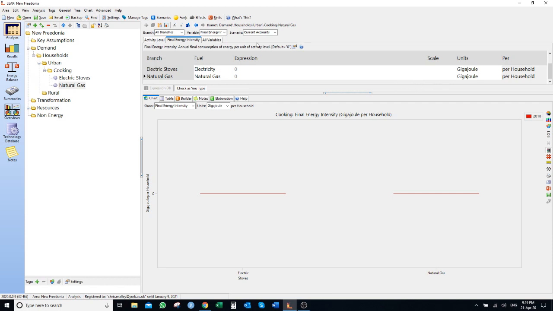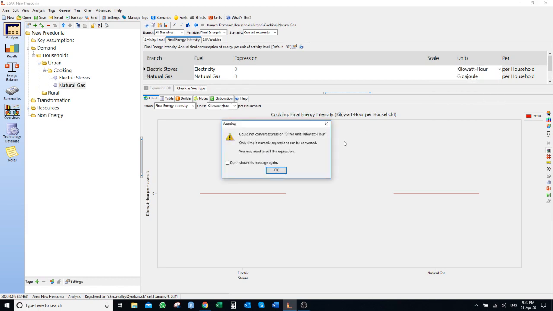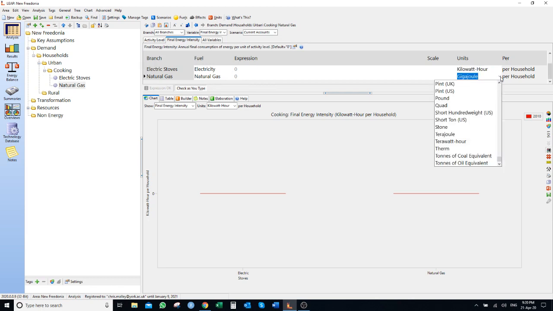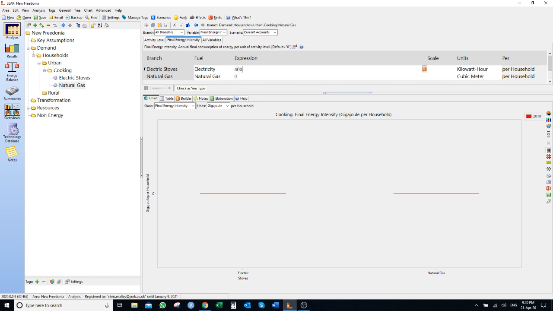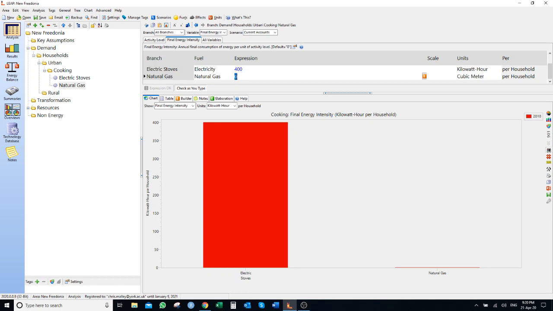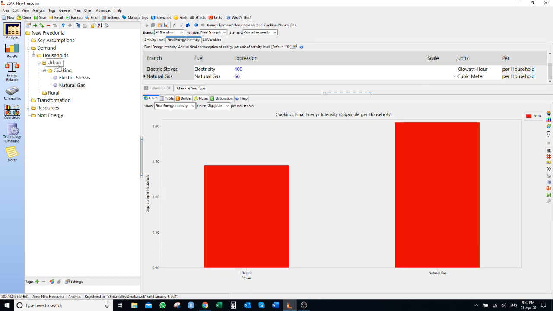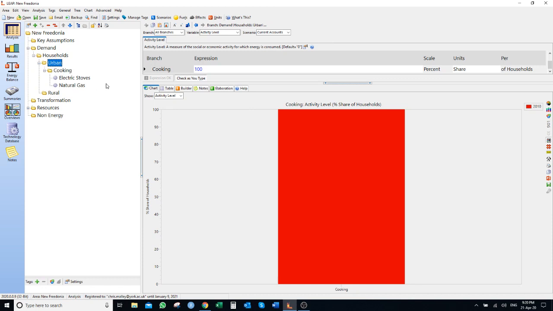Now I need to say what the energy intensity is. How much energy is consumed per household using an electric stove or using a natural gas stove. So I'm told that the annual energy intensity of electric stoves is 400 kilowatt hours. So I'm going to change the unit. And for natural gas, it's cubic meters. So I have 400 kilowatt hours and 60 cubic meters. So now I've entered cooking.